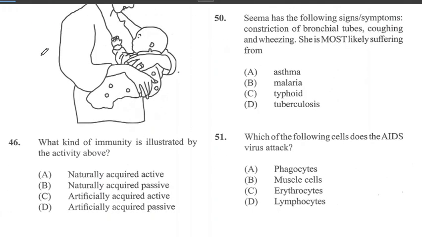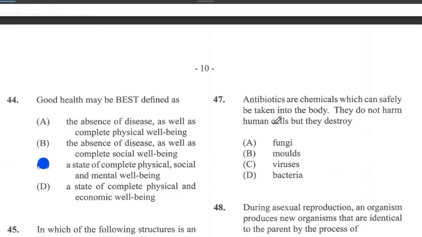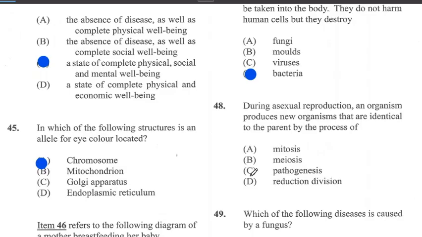What kind of immunity is illustrated by the activity above? That would be naturally acquired, positive, not positive, positive. So that would be B. Antibiotics are chemicals which can safely be taken into the body. They do not harm human cells, but they destroy bacteria. During asexual reproduction, an organism produces new organisms that are identical to the parent by the process of mitosis.